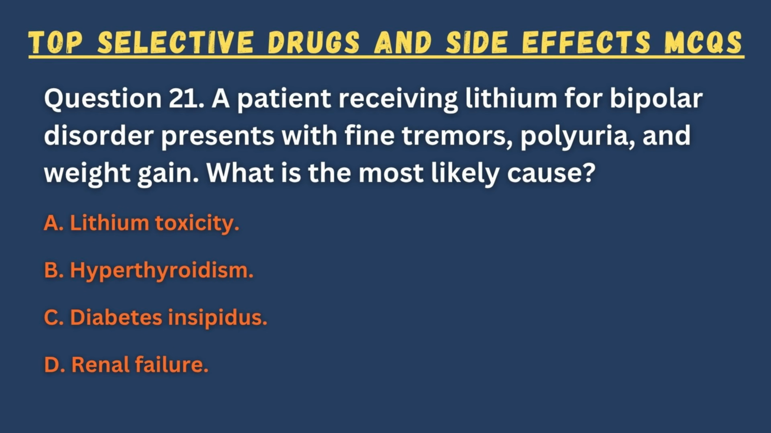Question 21. A patient receiving lithium for bipolar disorder presents with fine tremors, polyuria, and weight gain. What is the most likely cause? A. Lithium toxicity. B. Hyperthyroidism. C. Diabetes insipidus. D. Renal failure.